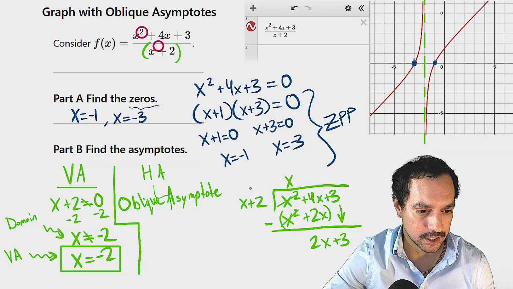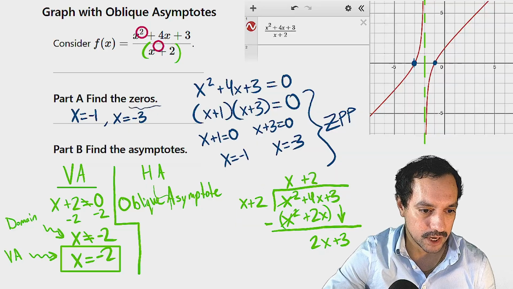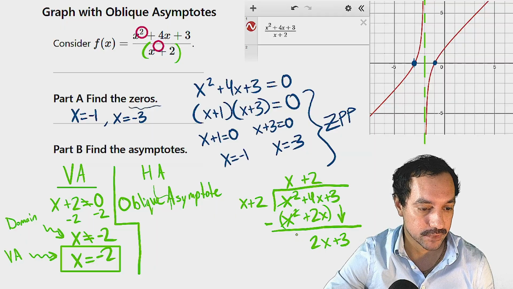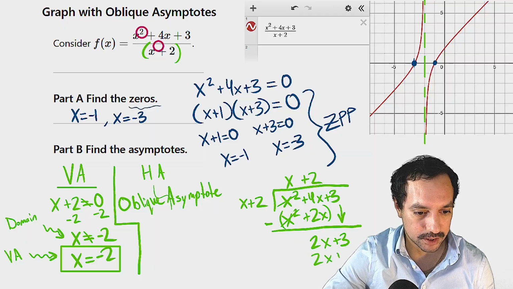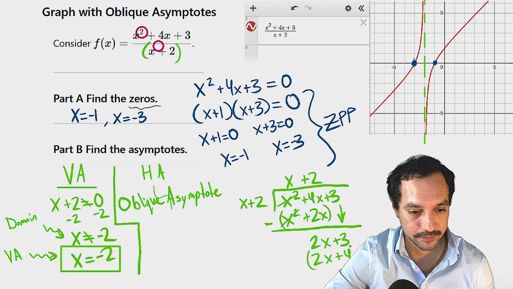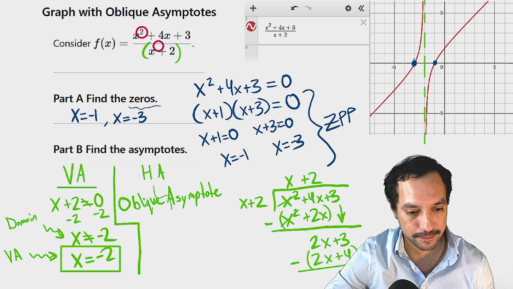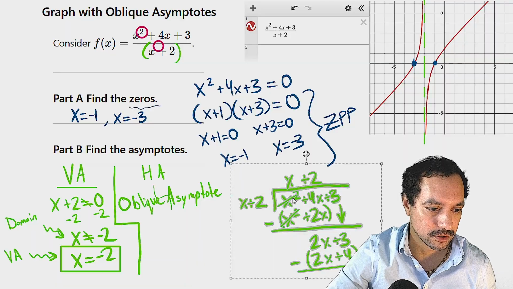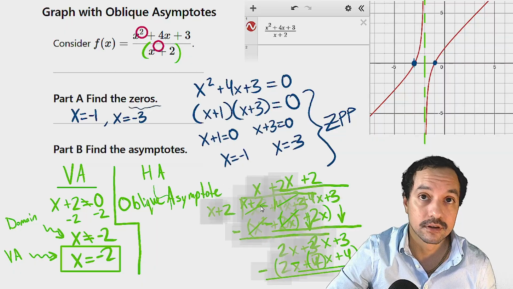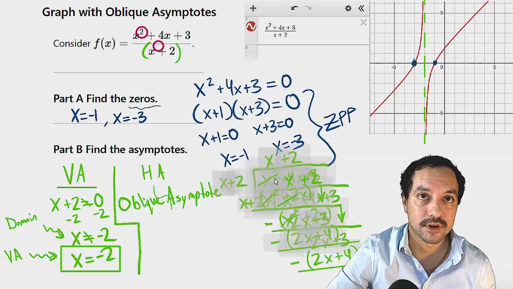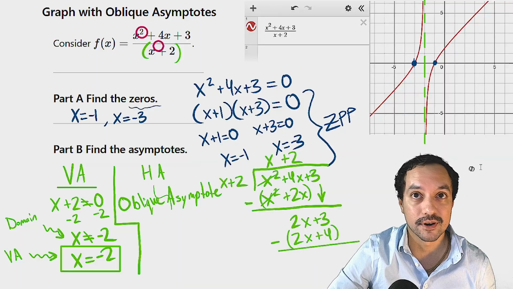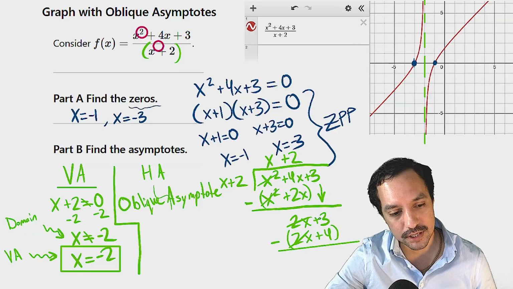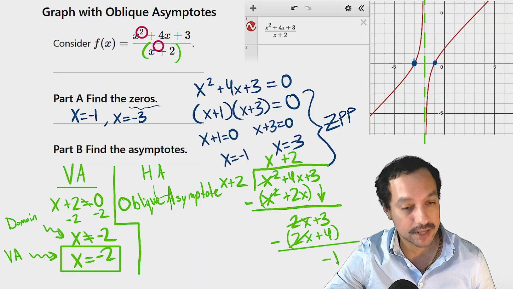And then I want to multiply by 2. So I take the 2, I multiply the divisor by it, and I get 2x plus 4. Let me move that over just a bit. We'll put it right here. It's tight, but we're going to make it work. All right, so these cancel. And I get 3 minus 4, negative 1. That's my remainder.